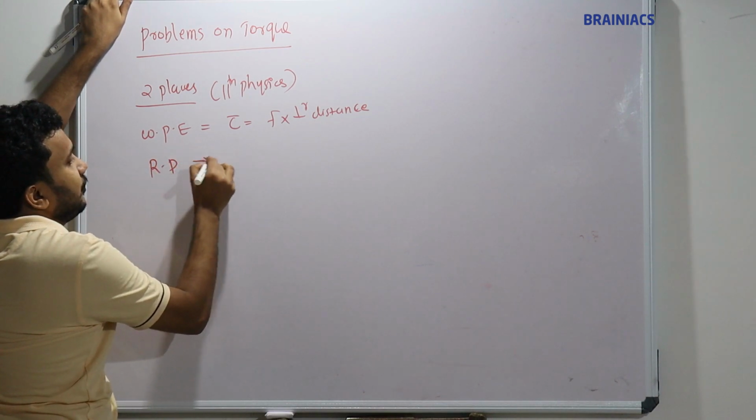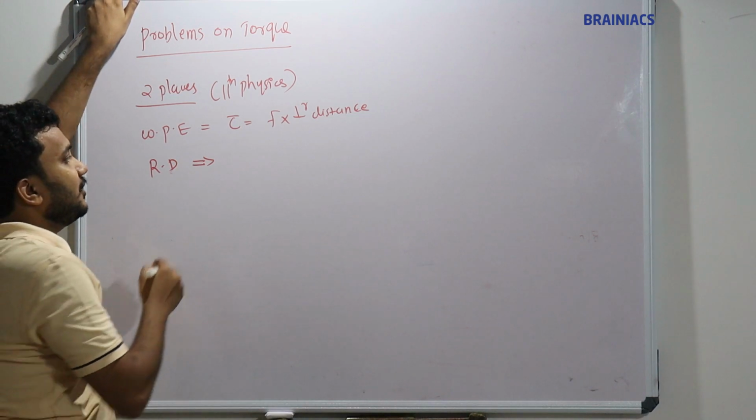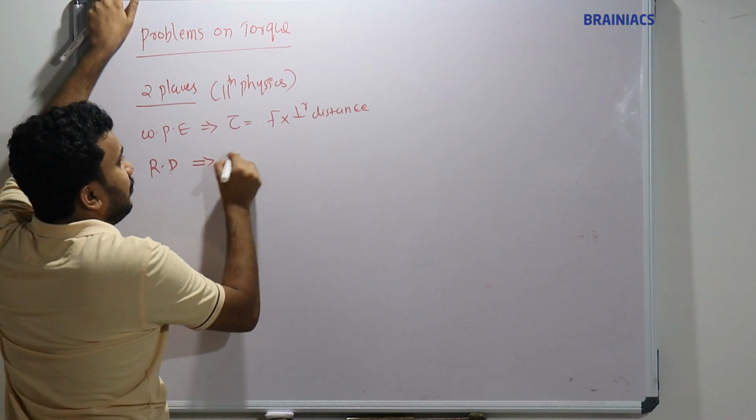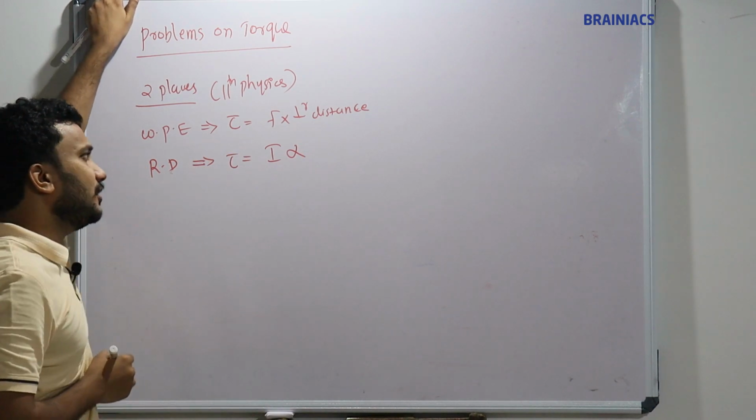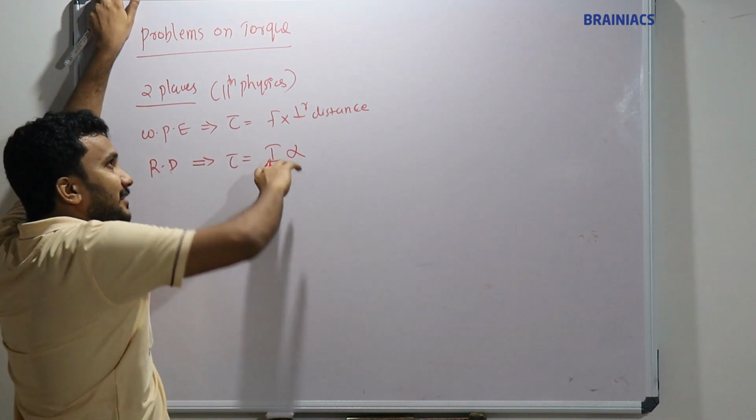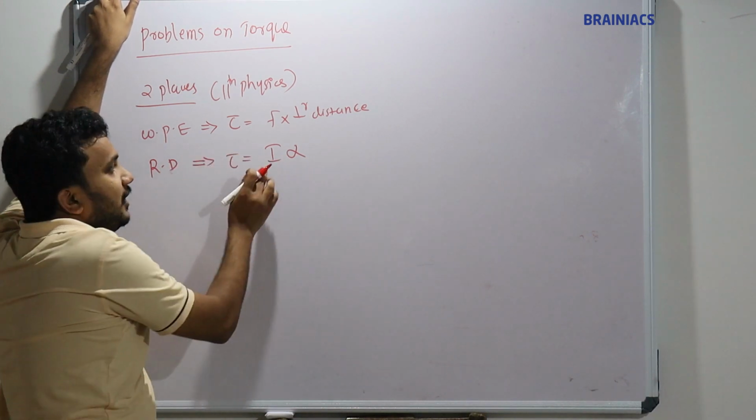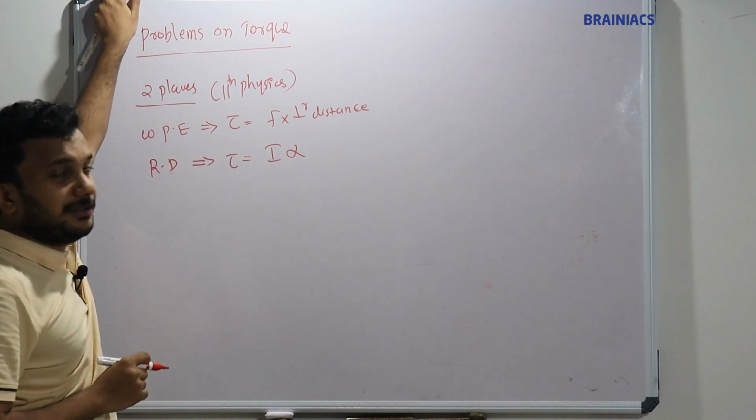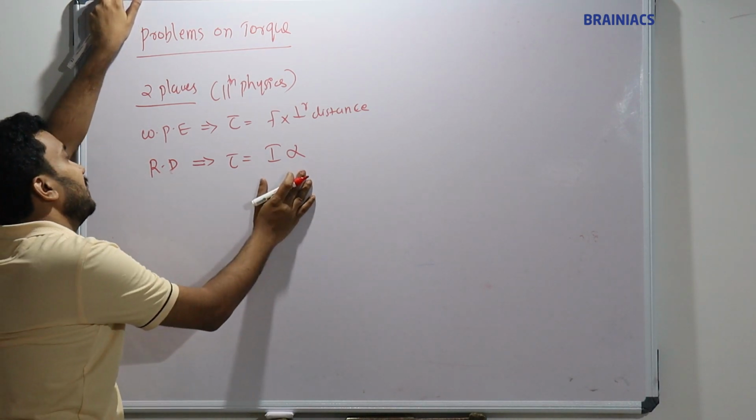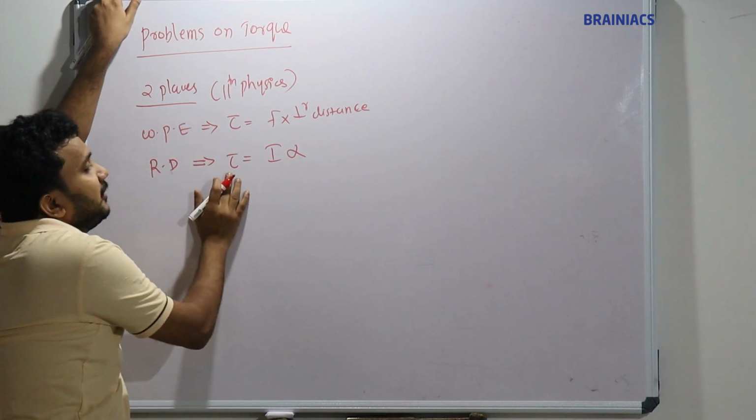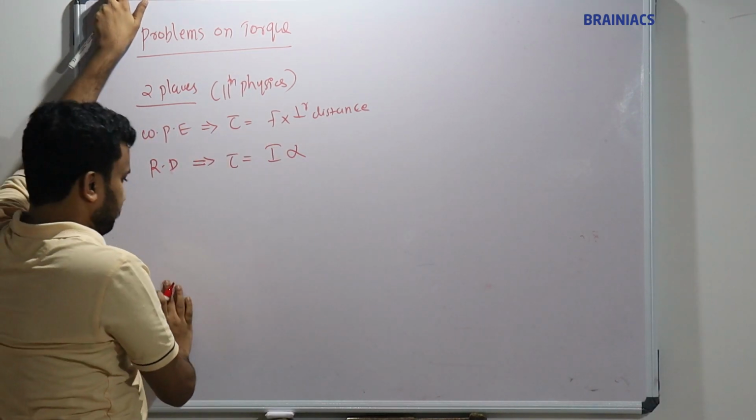Second, you have learned torque in rotational dynamics, rotational motion. There you have learned that torque will be equal to I into alpha. Alpha is called angular acceleration, which means the acceleration in a rotational motion. I is called moment of inertia. Different objects will have different moment of inertia values. Remember, these are the two torque expressions we have already learned in your first year.